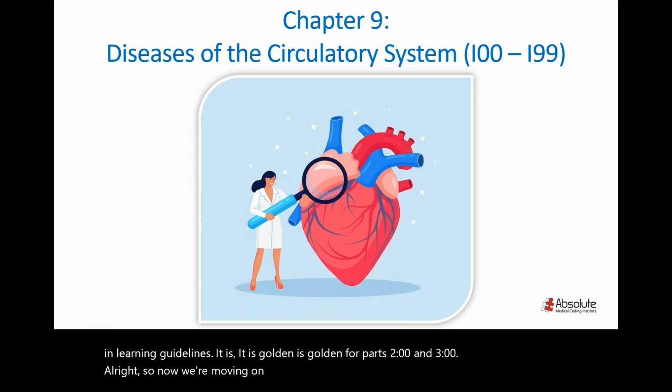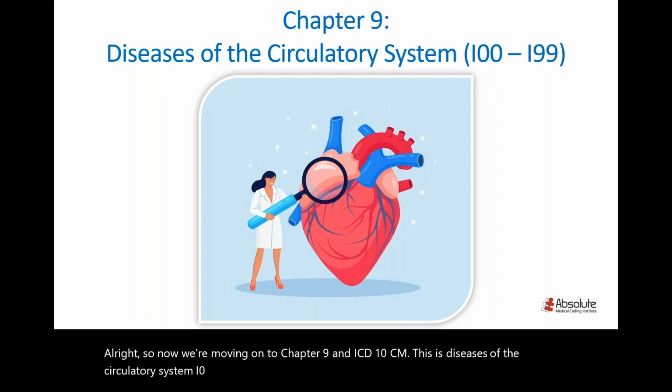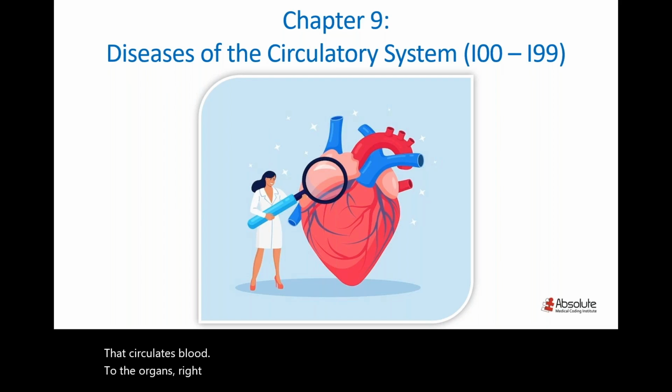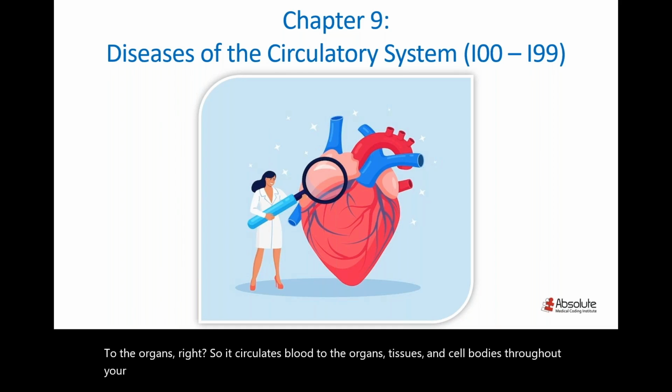On to Chapter 9 in ICD-10-CM. This is diseases of the circulatory system, I00 through I99. This chapter classifies diseases of the heart and circulatory system, which includes veins and arteries. Now, your heart works as a pump that circulates blood to the organs, right? So it circulates blood to the organs, tissues, and cell bodies throughout your body, right?